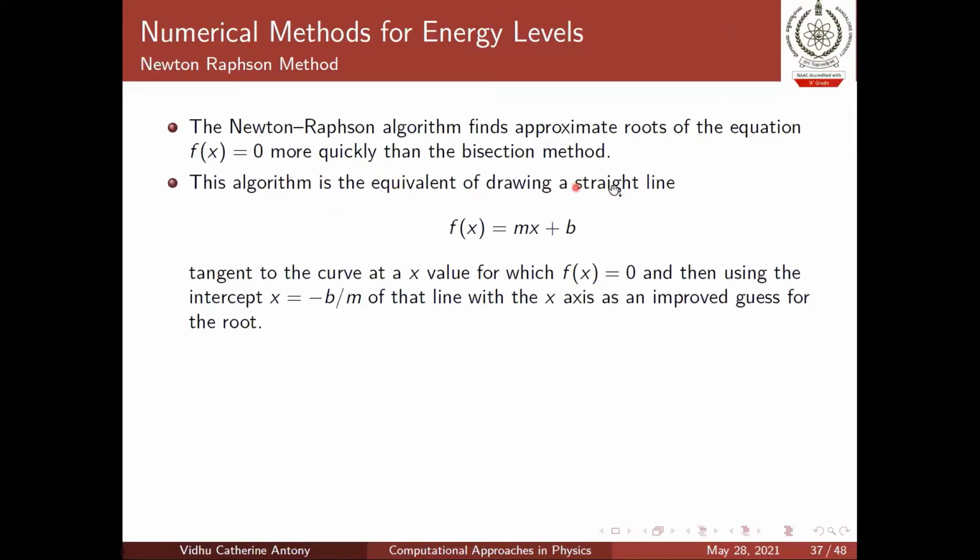This algorithm is equivalent to drawing a straight line. Please pay attention to this because there's a question. This algorithm is equivalent to drawing a straight line, f of x is equal to mx plus b, tangent to the curve at the x value that is the guess you've started with. Then using the intercept, if you divide by your slope, what you have is minus b by m, the intercept of that line with the x-axis, as an improved guess for the root.